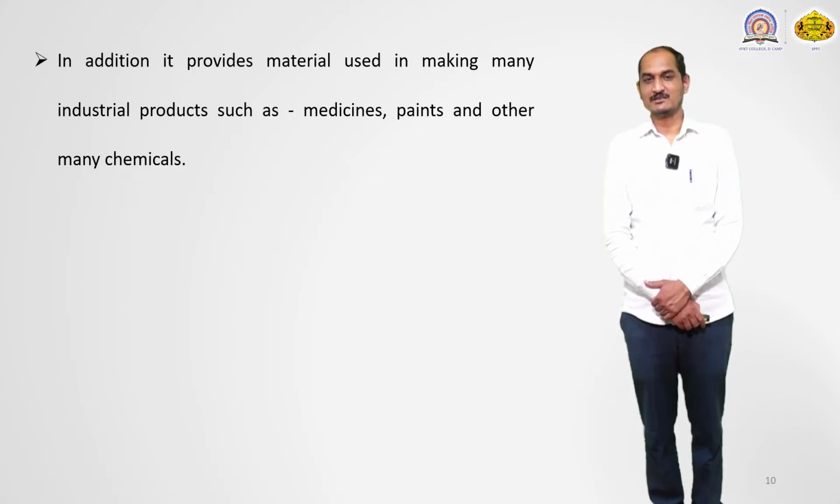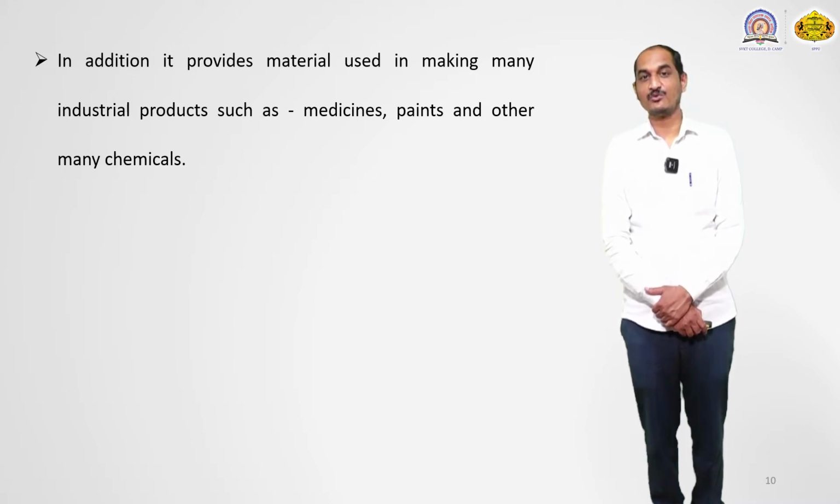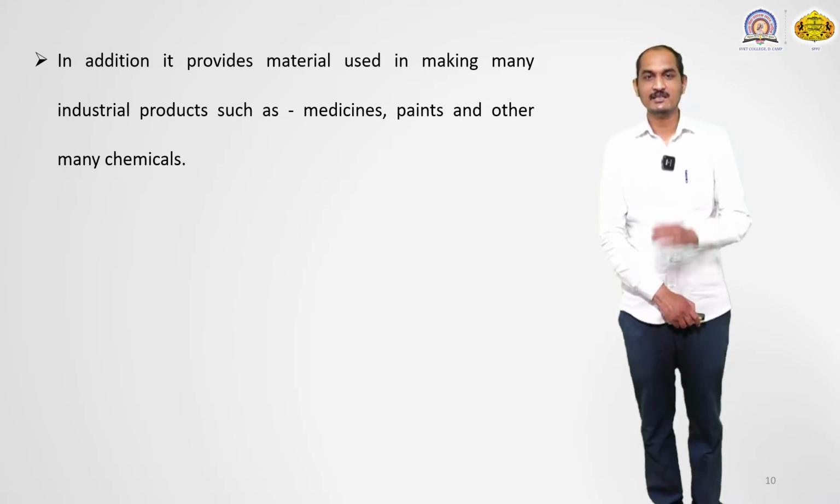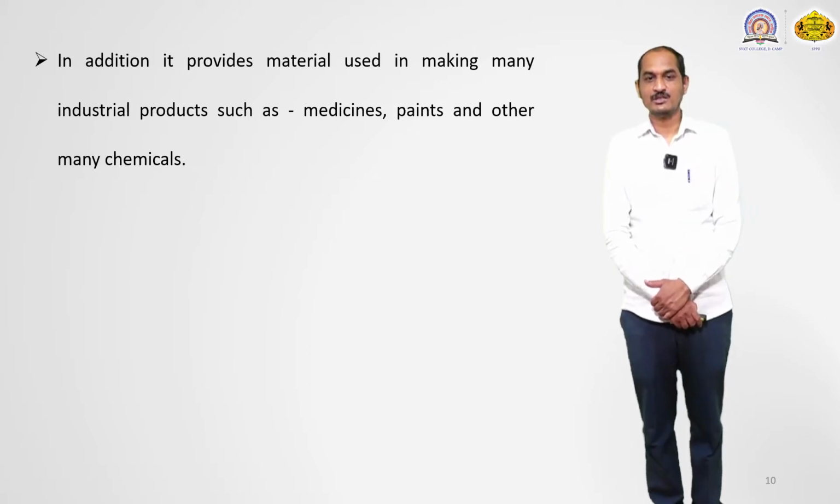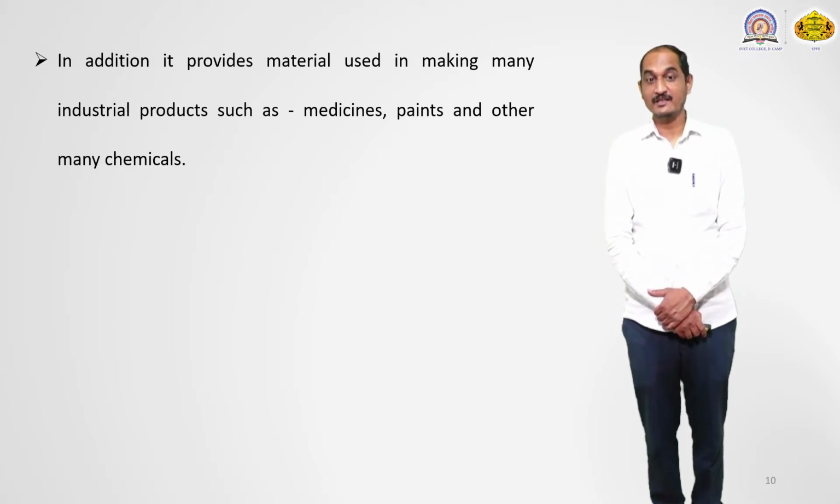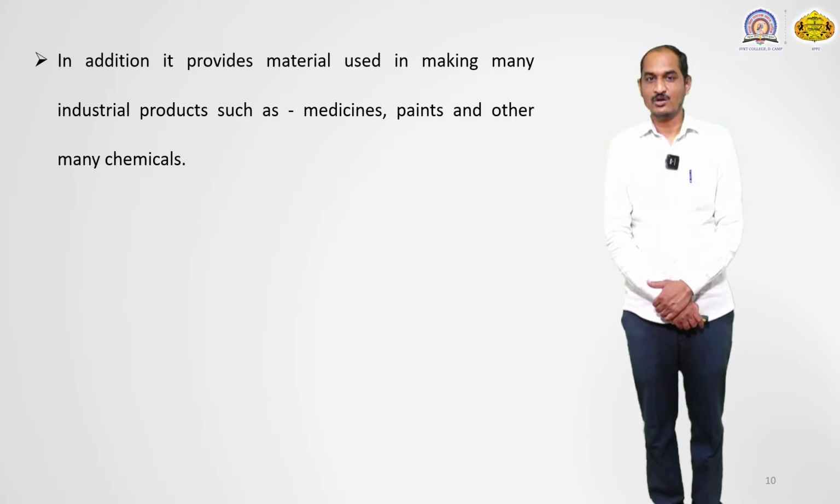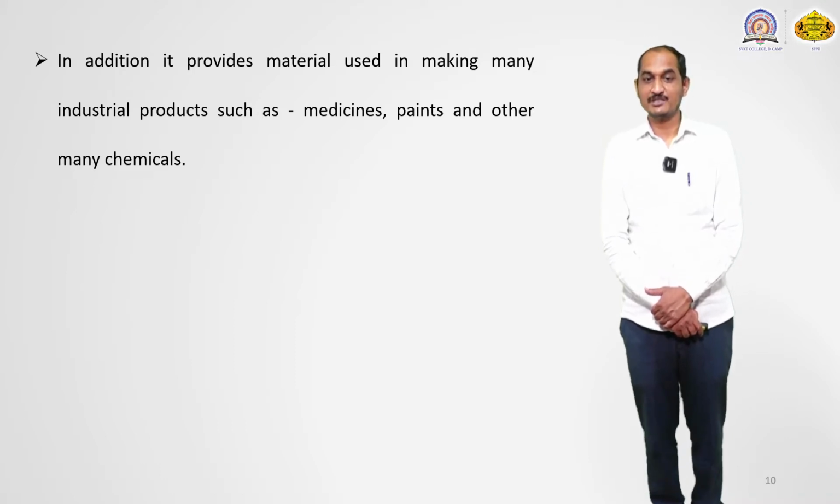In addition, it provides the material used in making many industrial products such as medicines, paints and many other chemicals. We know that agriculture is a big industry, and many small scale industries depend on the agricultural industry. For the production of different types of products, there is a need for raw material, and that raw material is supplied from the agricultural sector. Therefore it is the most important industry as compared to the other different types of industry.